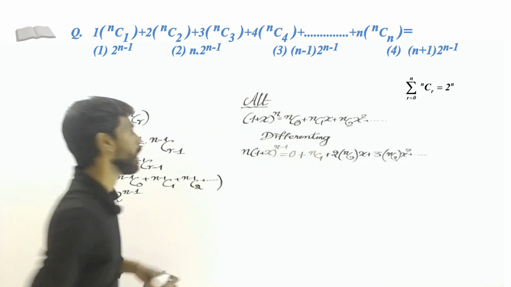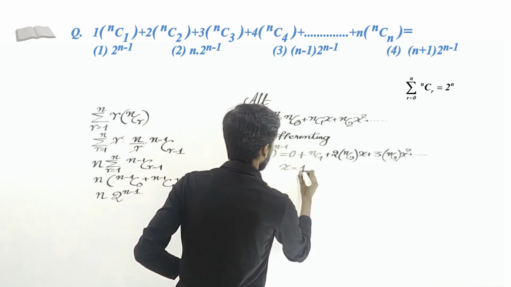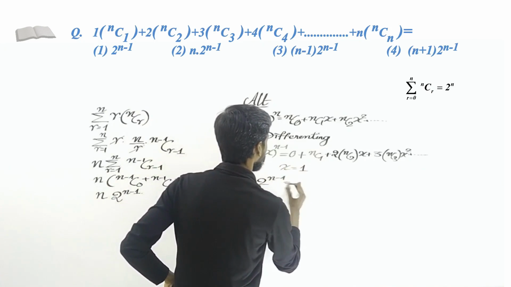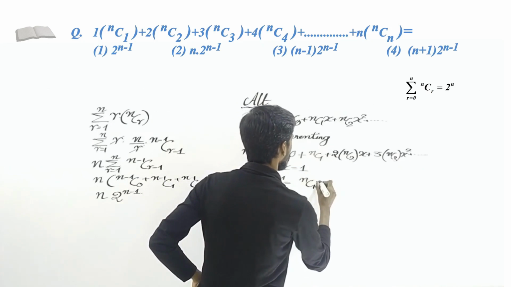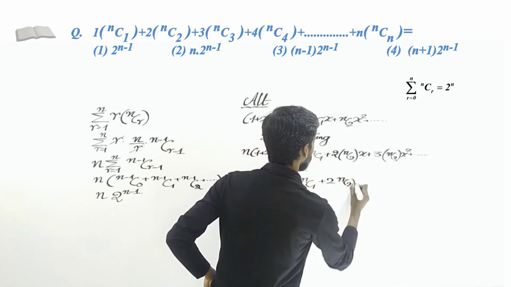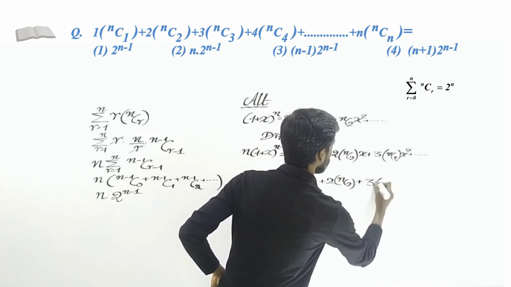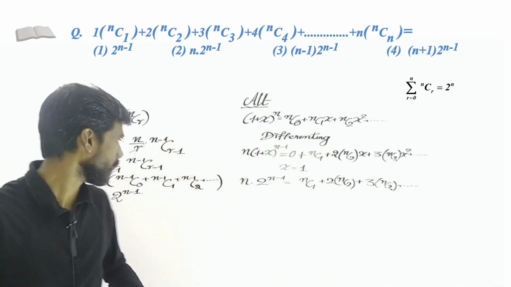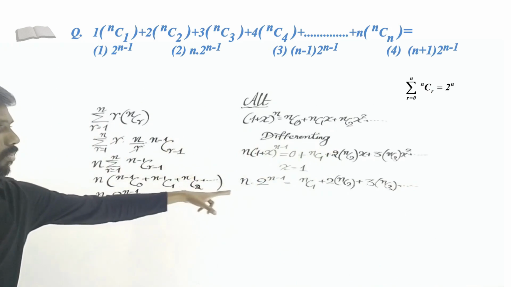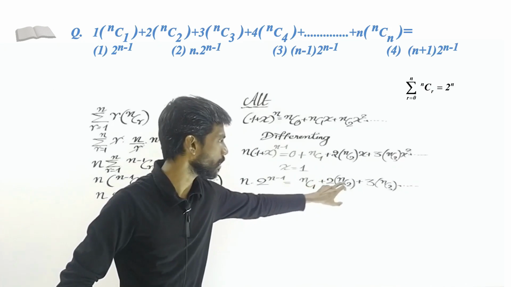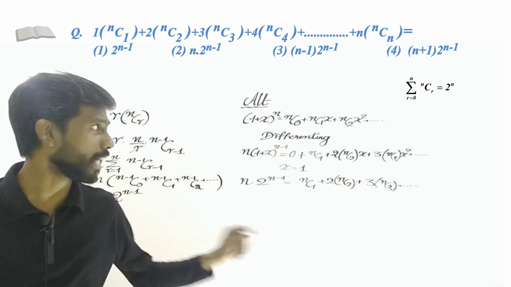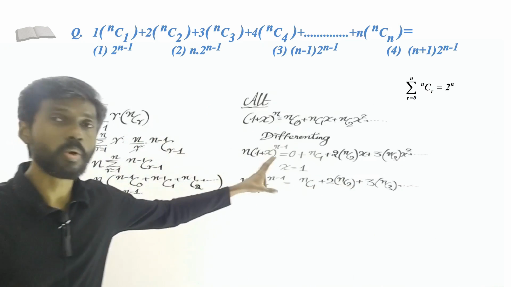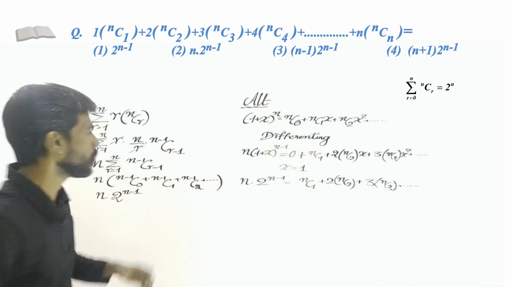Now substitute x equals 1. If you substitute the value of x as 1 here, we'll get n multiplied by 2 to the power n minus 1 equals nC1 plus 2 times nC2, x is 1, so 3 times nC3. So this is the result we are supposed to derive, right? Same result here. So n 2 to the power n minus 1 is 1 multiplied by nC1, 2 times nC2, 3 times nC3, etc. So that is the result. So this is also one of the methods of deriving this result. So this method is also important.